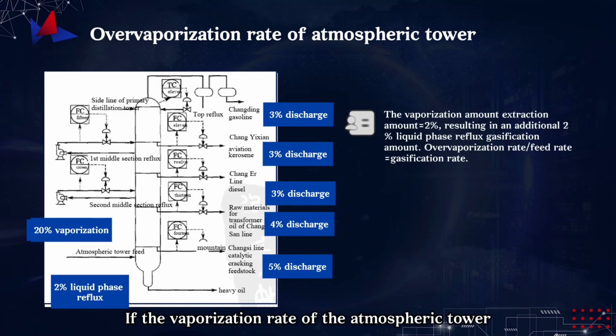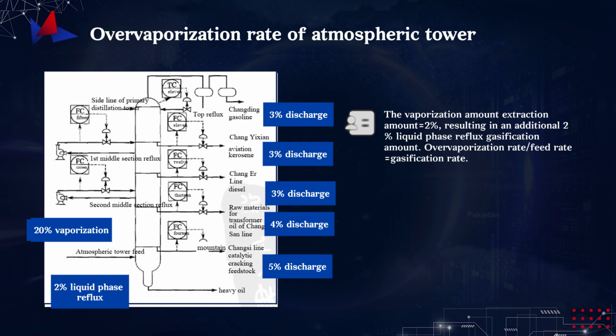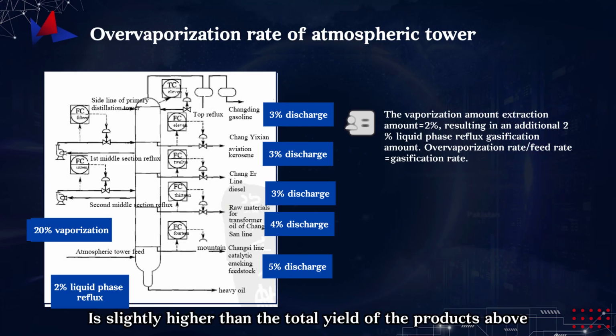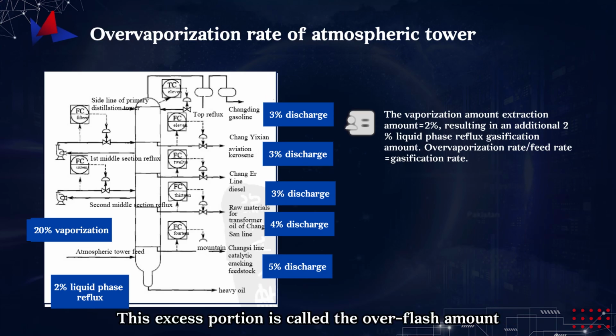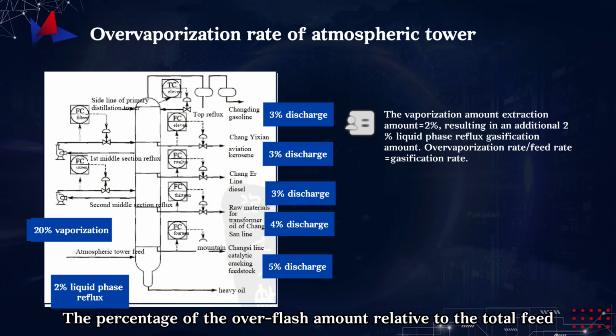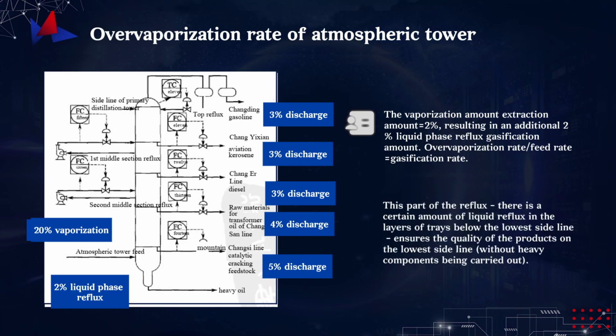If the vaporization rate of the atmospheric tower feed is adjusted to 20%, while the total side stream yield remains 18%, at this point the vaporization rate at the feed section is slightly higher than the total yield of the products above. This excess portion is called the overflash amount. The percentage of the overflash amount relative to the total feed, the overflash ratio, is an additional 2% liquid phase reflux. This 2% liquid phase reflux is the overflash amount. The overflash ratio is 2%.